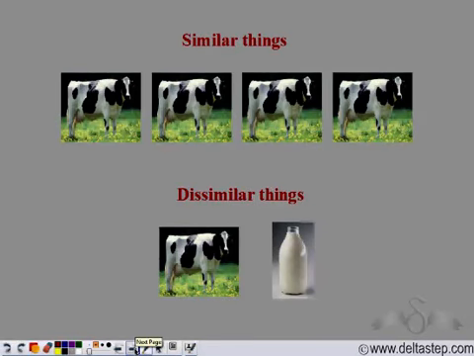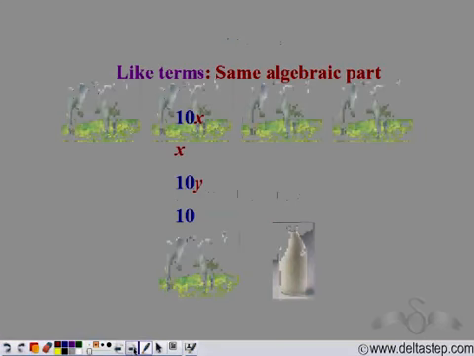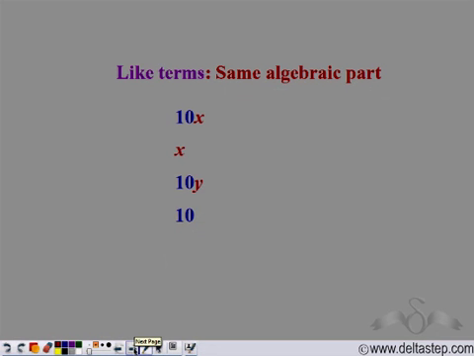In our everyday life, all around us, we see some things which are identical to each other, or we may say that these things are similar things. Also, there are many things which are not similar. We may call them dissimilar things. We have a similar concept in algebra. We have something called like terms.